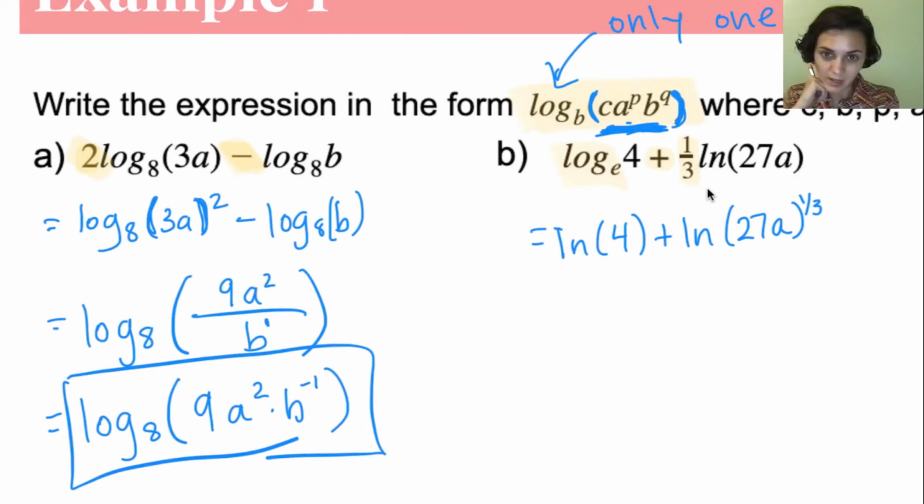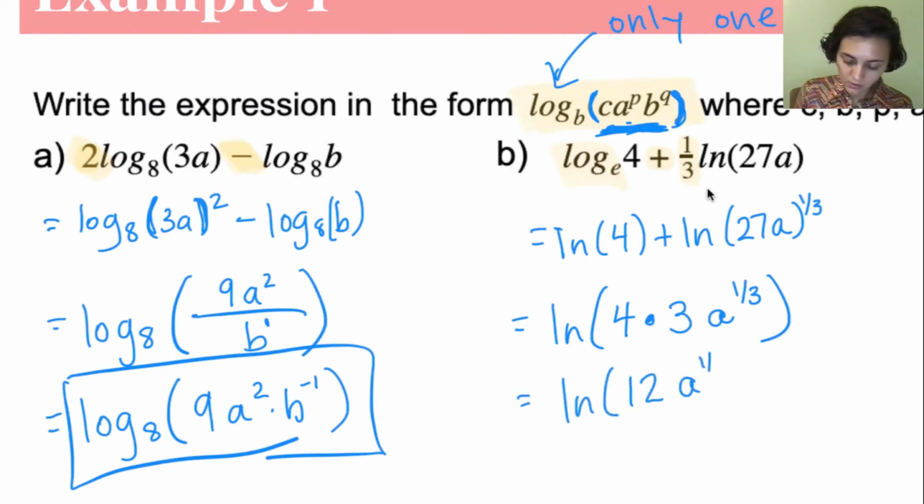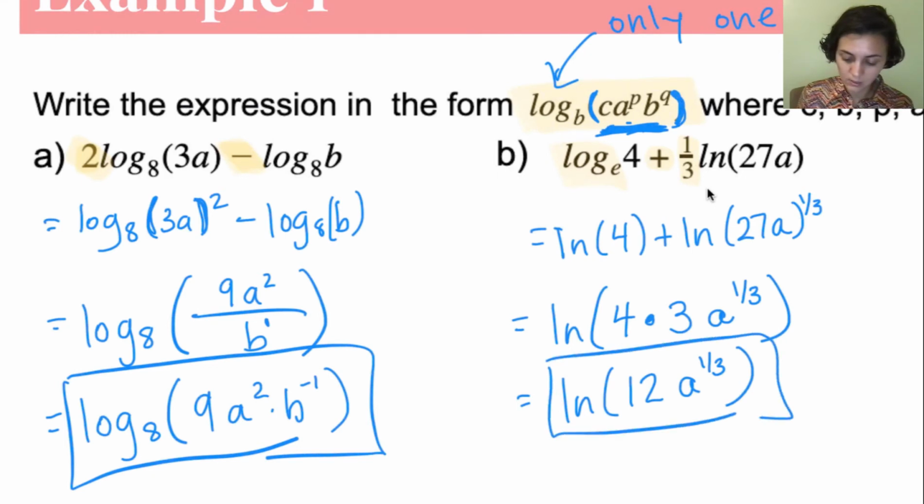And now I'll use my product rule to combine those together. So ln of 4 times 27 to the 1/3, that's the cube root of 27. The cube root of 27 is 3. And then a to the 1/3 we'll just leave like that. So that equals ln of 12, a to the 1/3. That answer looks good. It looks similar to the form we're supposed to keep it in, so that is it.